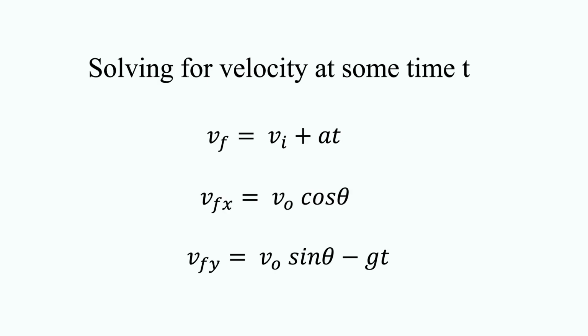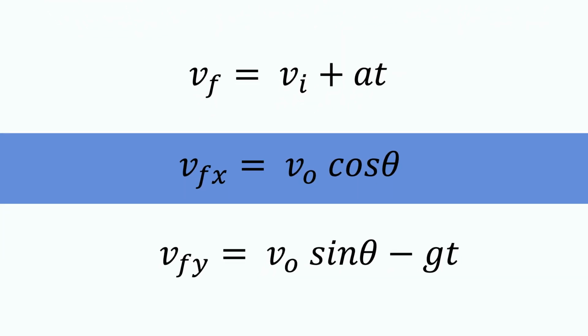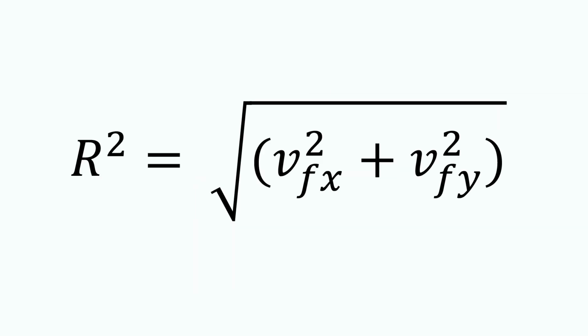To solve for velocity at some time t, use the velocity equation and solve for the vertical and horizontal components of velocity. The horizontal component of velocity is constant along the object's trajectory. The vertical velocity, however, has an acceleration of negative g. You will find the final overall velocity by using the Pythagorean theorem, where v f equals the square root of the final x component squared plus the final y component squared.